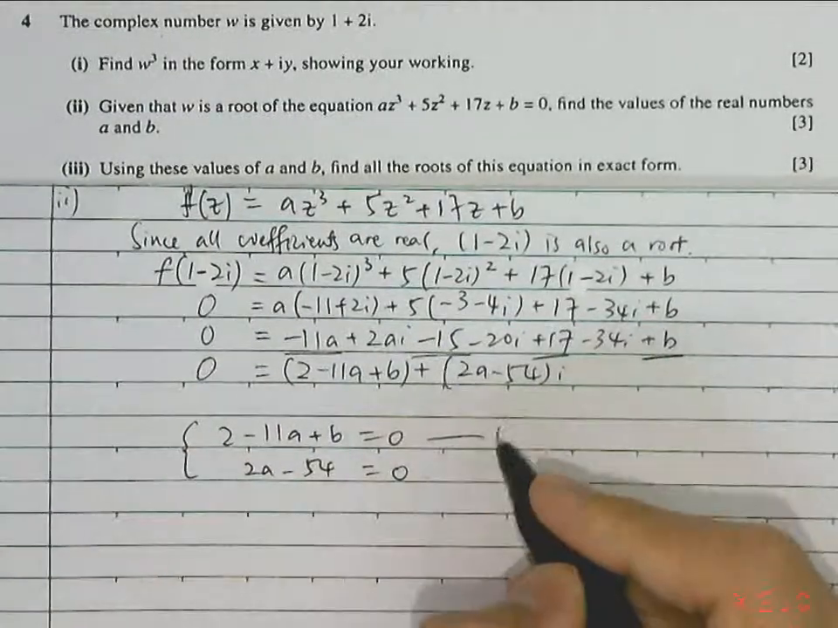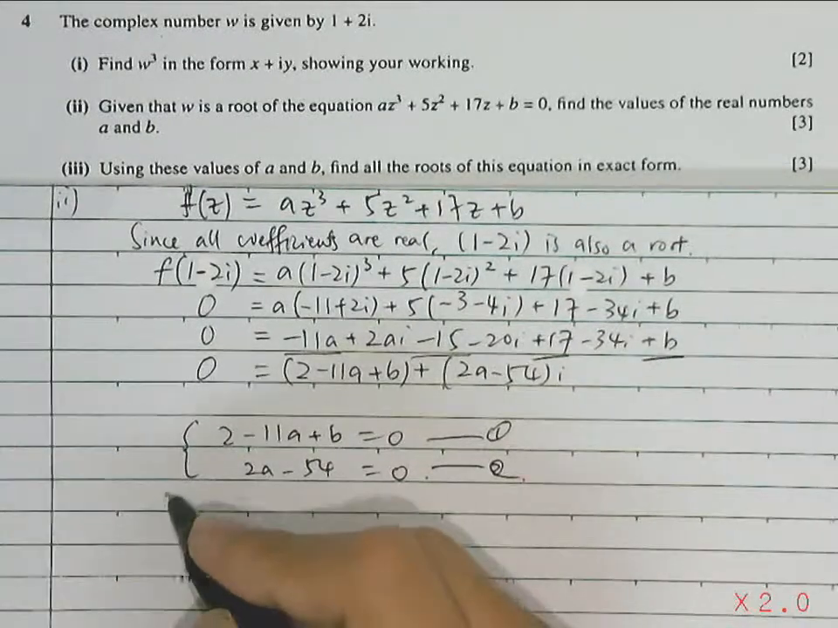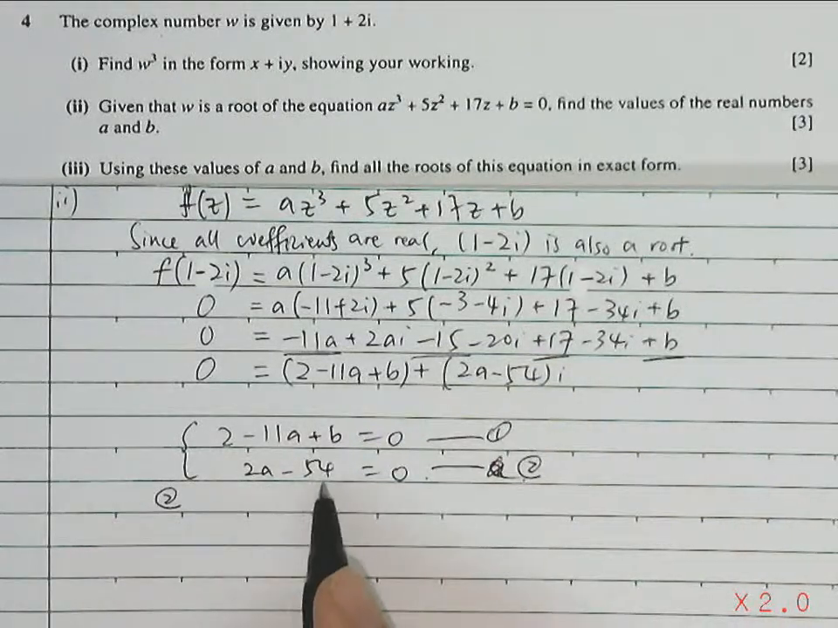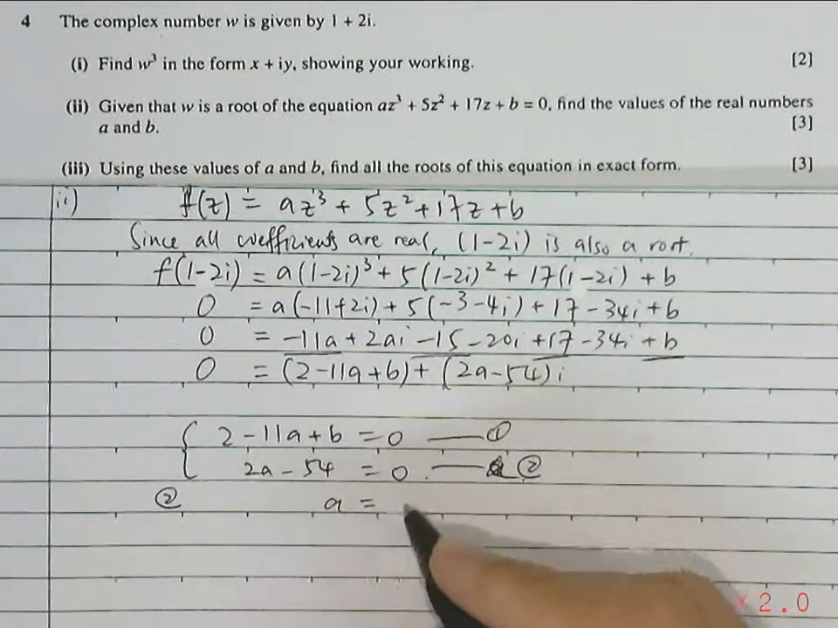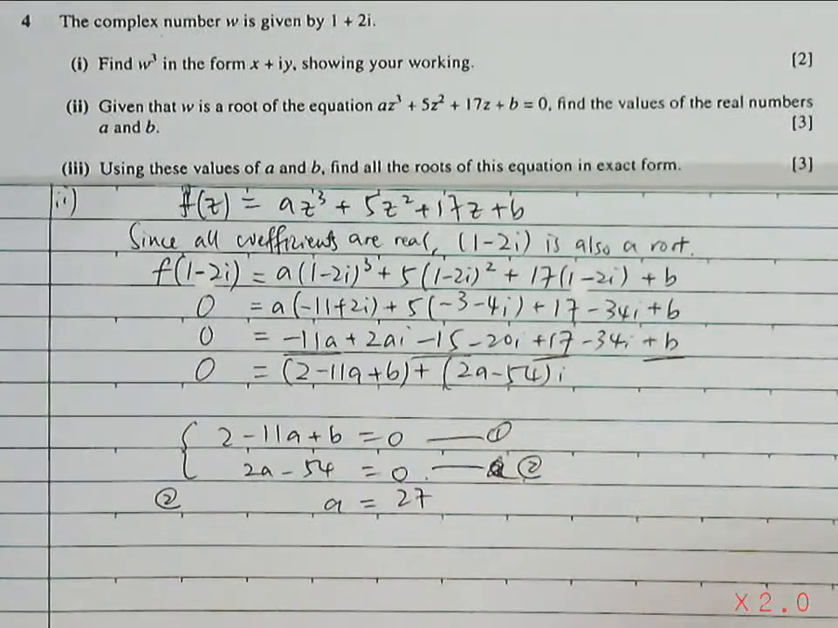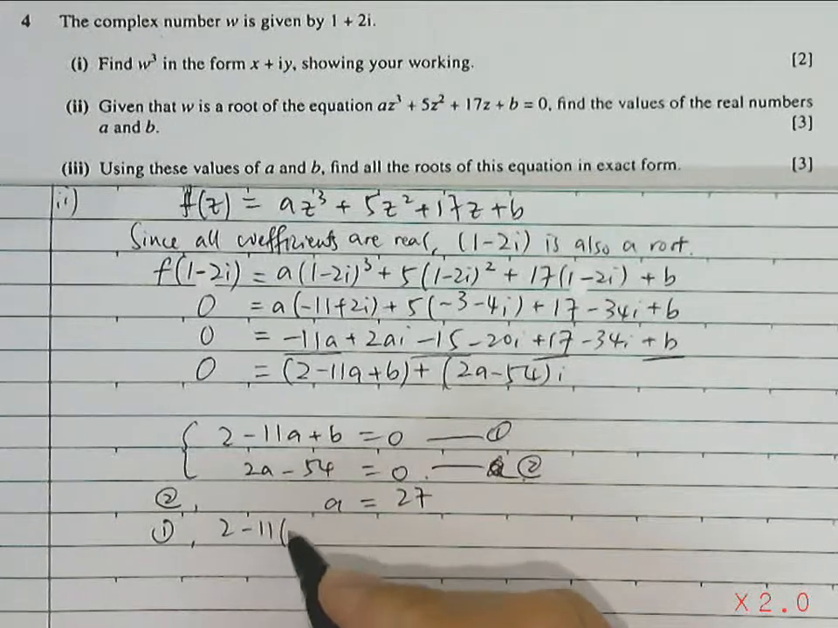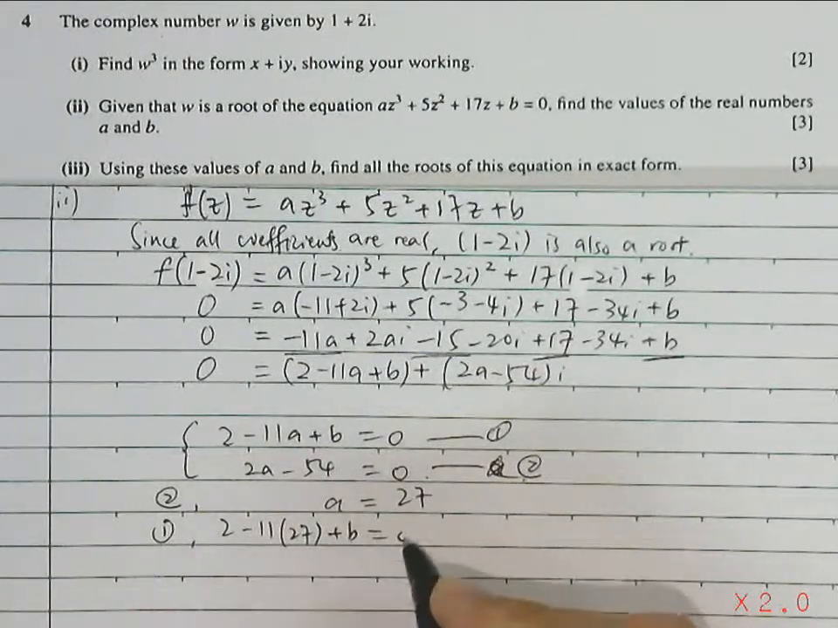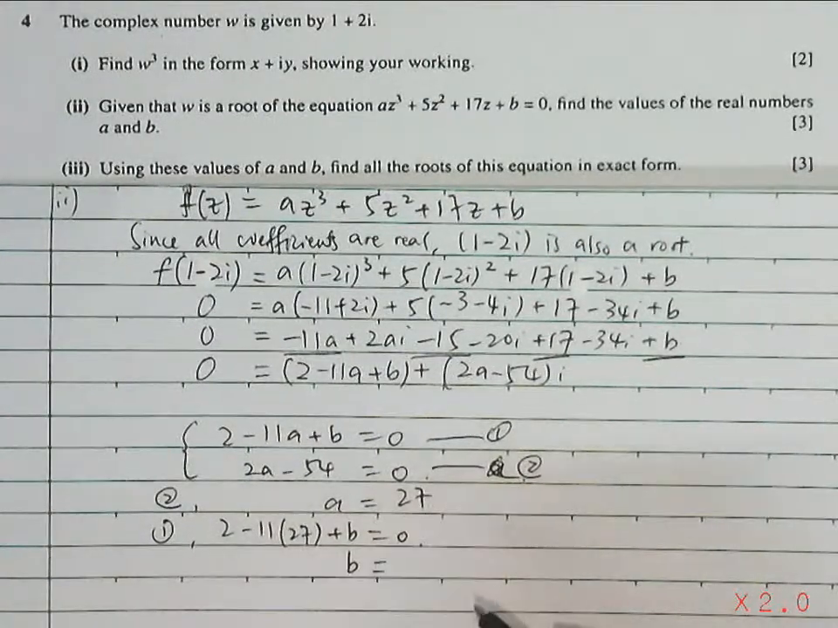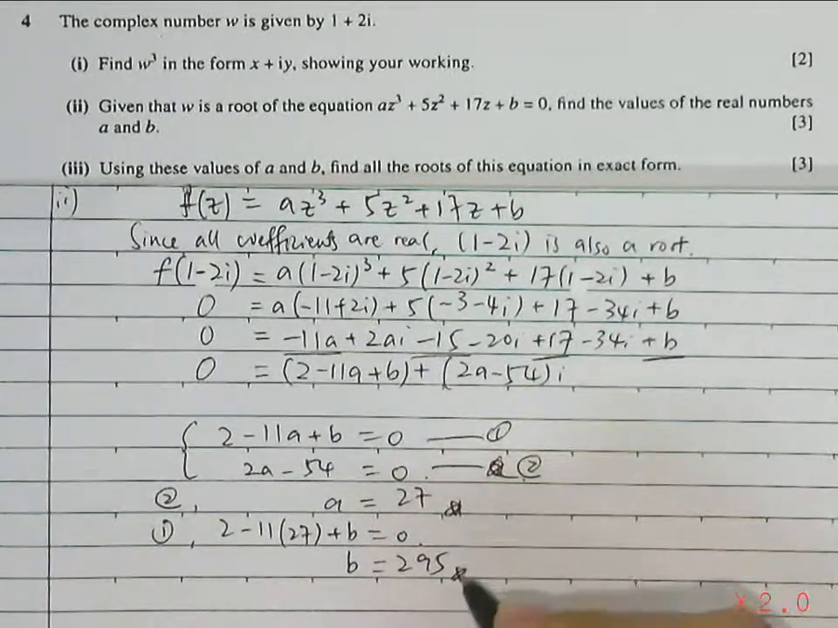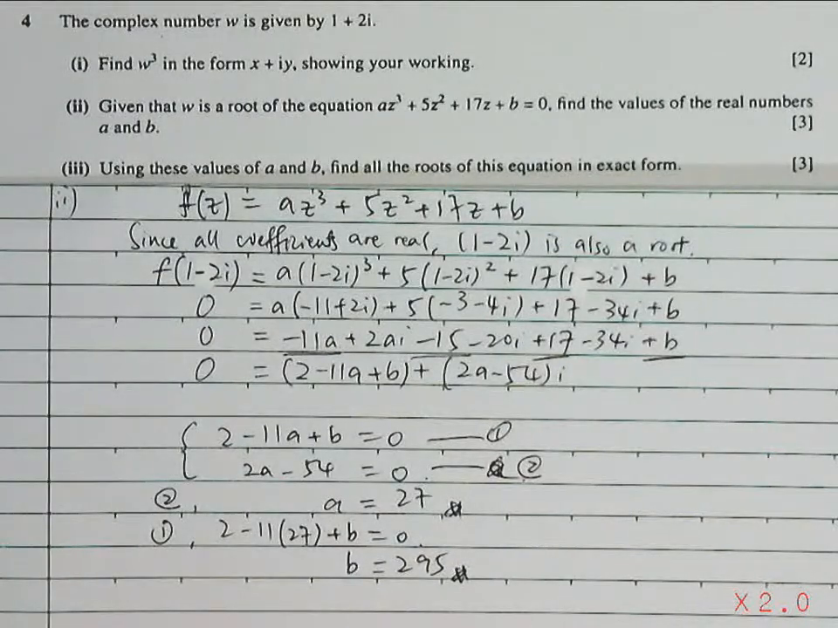From the imaginary coefficient, equation 2, we can see that 2a minus 54 equals 0. We can immediately solve that a will equal 27. If we sub that into equation 1, we'll have 2 minus 11 times 27 plus b equals 0. We can also very quickly solve for b, which will equal 295. So that's for part 2. Now we move on to part 3.